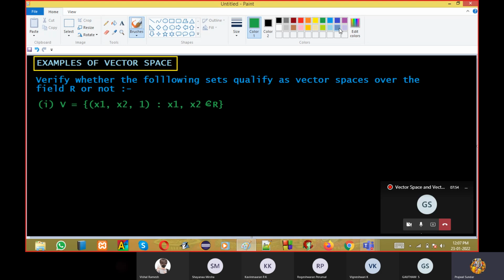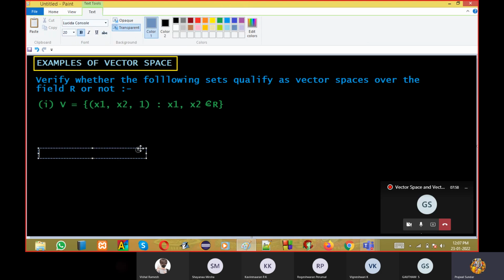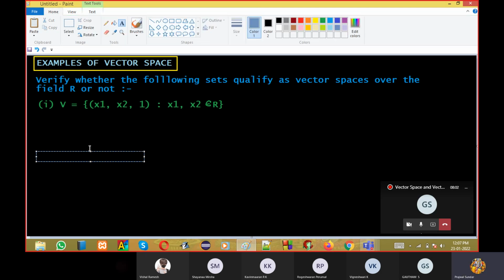Now I'll give 4 questions. Please keep solving and tell me, then we'll discuss one by one. For this you need to have attended the previous class, where I gave proper explanation. Please try. You need to check all the 8 conditions one by one. Even if one condition is not satisfied, you can say it's not a vector space. First one is not a vector space.